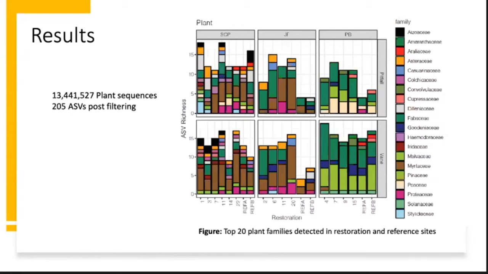For the plant sequences, we've got again about 13 million plant sequences and 205 ASVs after filtering. For both of these, you can notice that the pitfall and the vein traps can be pretty different, and there's also very clear differences between the different locations, between the Swan Coastal Plain, the Jarrah Forest, and the Pilbara.